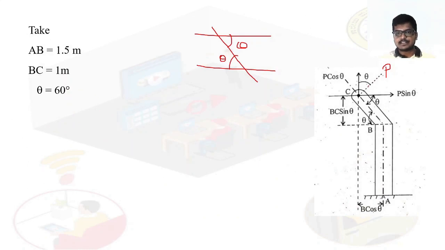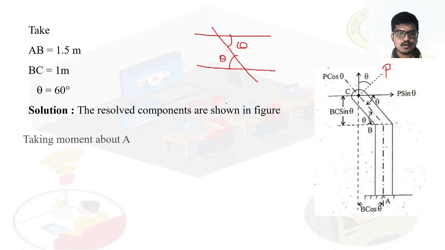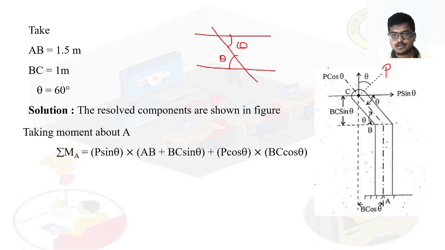So we know the angle theta. This is theta, this is theta. So this P is again resolved into P sin theta, and here again P cos theta. So they have resolved along the line of action only. No problem. Now see here, the resolved components are as shown in the figure. Taking moment about A, AB is 1.5 meter, and this is BC sin theta.